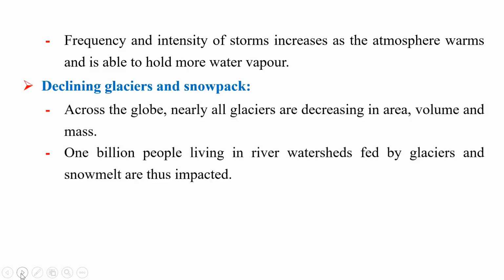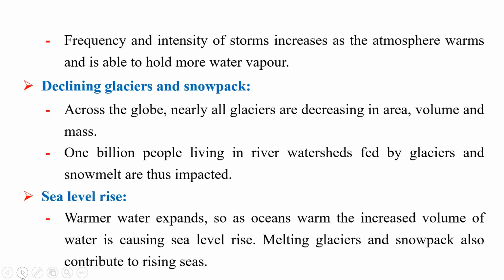The next point is declining glaciers and snowpack. Across the globe, nearly all glaciers are decreasing in area, volume and mass. One billion people living in river watersheds fed by glaciers and snowmelt are thus impacted. These are the effects of declining glaciers and snowpack.